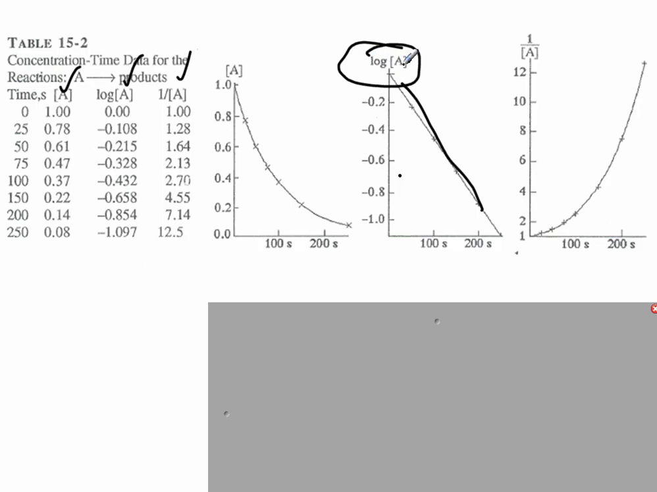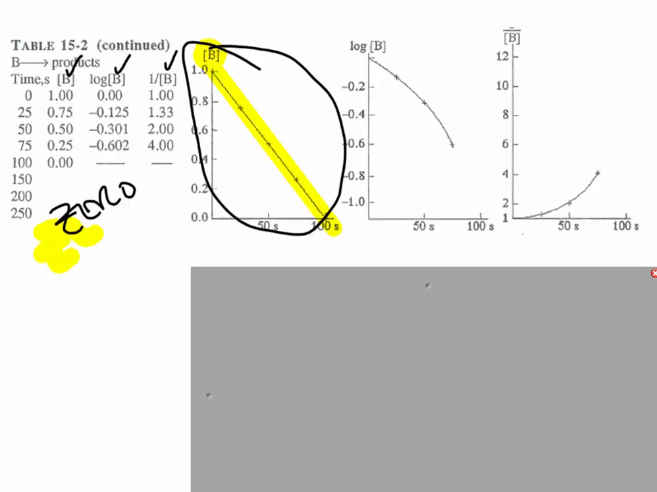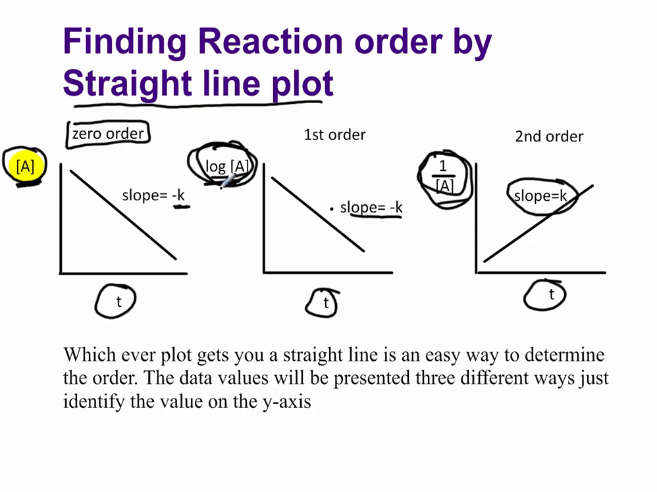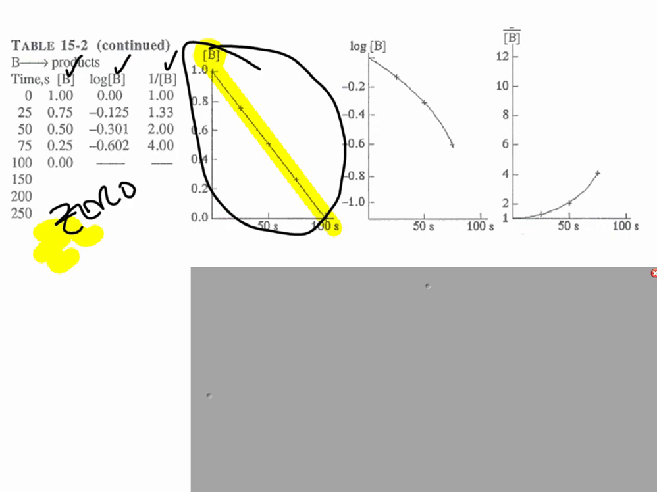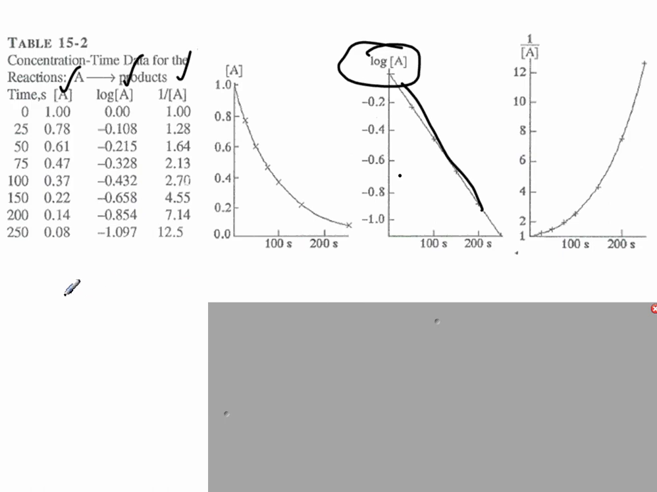Well, if I go back to my initial chart, memorization-wise, whenever I have the log of A on the Y, it tells me that it's going to be a first-order reaction. So I come over here and identify this reaction, and that's all they're going to ask you to do on the exam: identify this would be a first order reaction because that's what gives me a straight line plot.